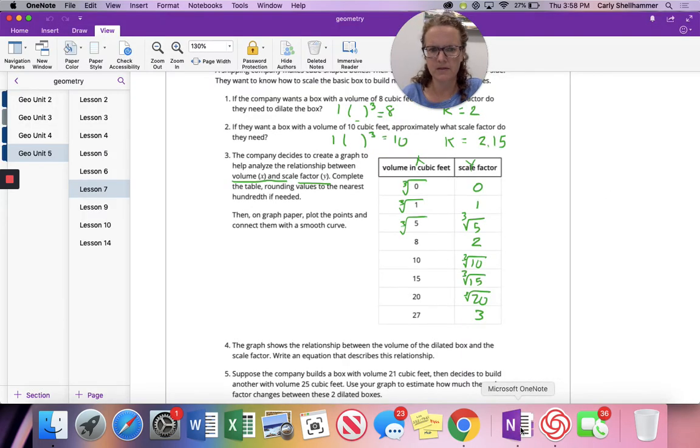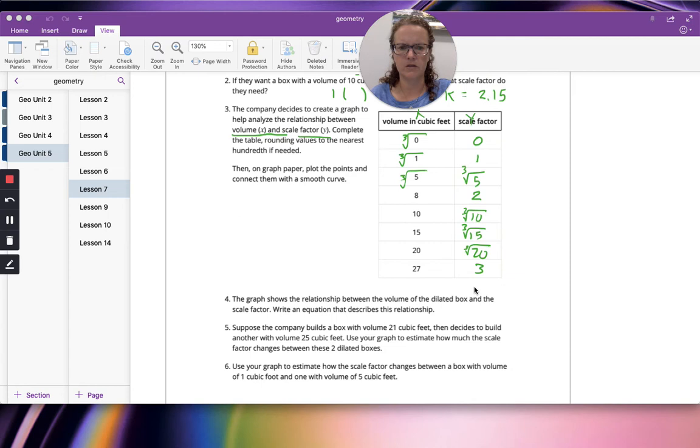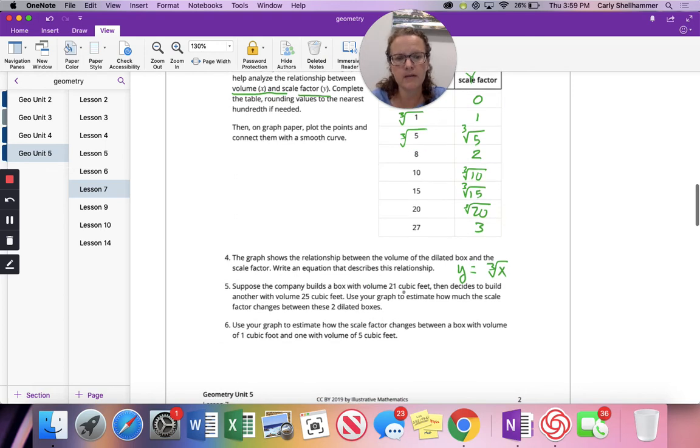Okay, where are we going with this? The graph shows the relationship between the volume of the dilated box and the scale factor. Write an equation that describes this relationship. Okay, that's just what we did. Y equals the cube root of x. Suppose that a company builds a box with a volume of 21 cubic feet and then decides to build another with a volume of 25 cubic feet. Use your graph to estimate how much the scale factor changes between these two dilated boxes.